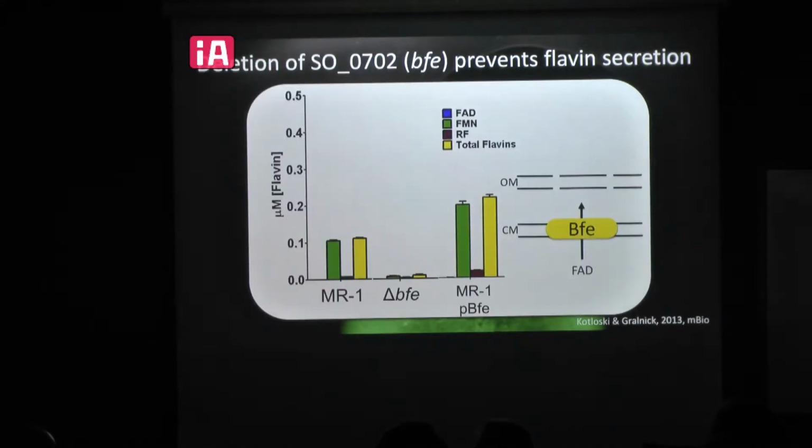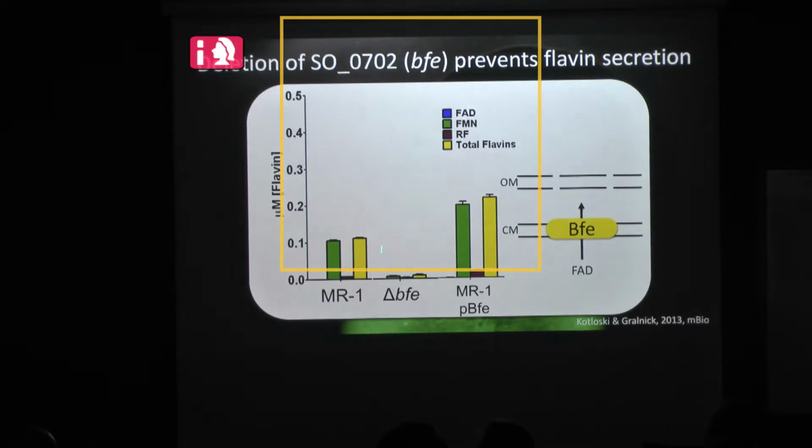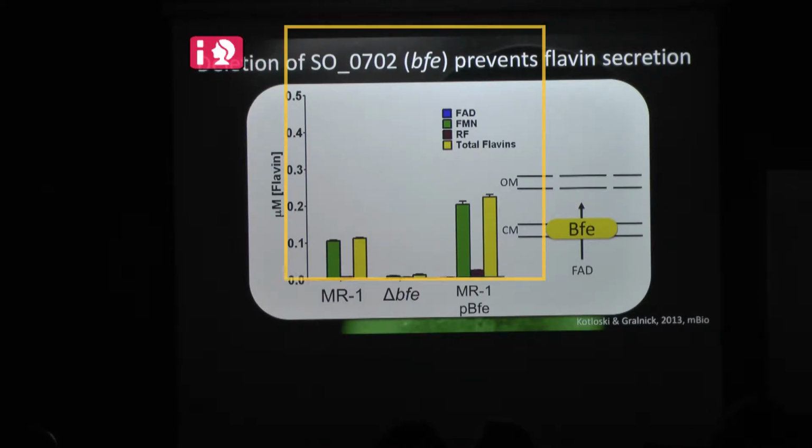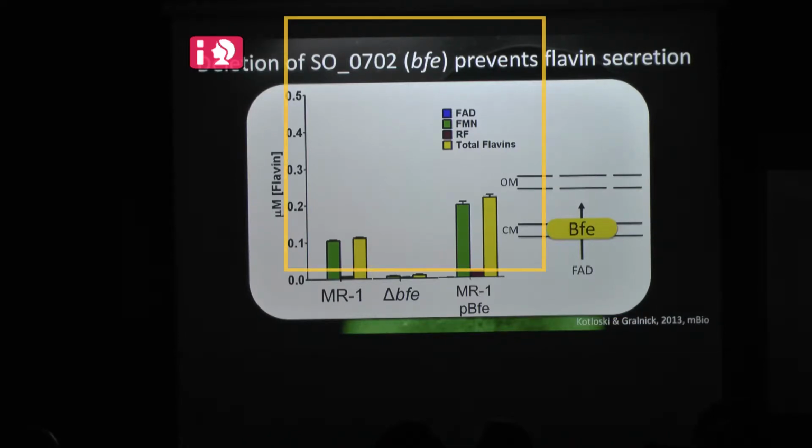And when we make mutations in this, and we called it BFE for bacterial FAD export, here's wild type making a certain concentration of flavin. So here in green is FMN, in yellow is total flavin. The BFE mutant makes just a tiny bit in the supernatant. If we put BFE in multi-copy, we can actually enhance the amount of flavins that come out of the wild type cell by increasing the abundance of that protein.